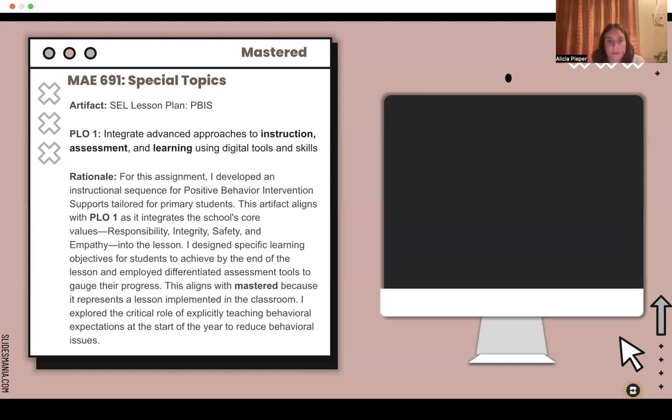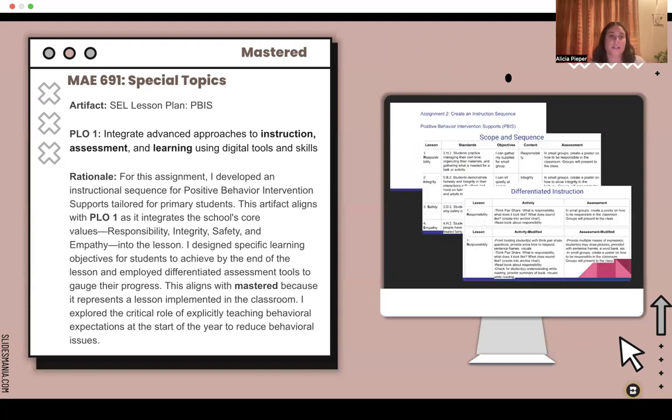MAE 690 special topics. My topic for that class was PBIS. The artifact that I chose was an SEL lesson plan that I had created. For this assignment, I developed an instructional sequence for positive behavior intervention supports that were tailored for primary students. This artifact aligns with PLO 1 as it integrates my school's core values, responsibility, integrity, safety, and empathy into a lesson.